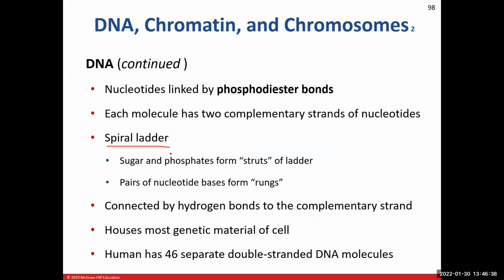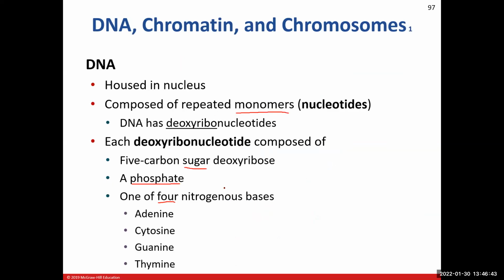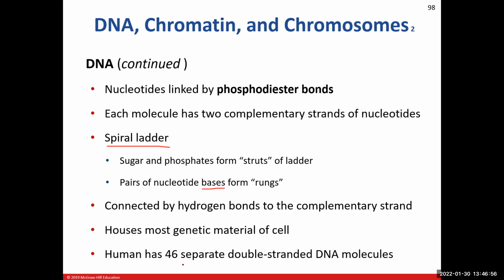And so the rungs of the spiral ladder are going to be the bases that we talked about. What are the bases? One of these four right here. These are the nitrogenous bases. It'll be one of those in the pairing there. And then the backbone, or what we call the struts of the ladder, the up and down part, is going to be the sugar molecule and the phosphate molecule. So what holds one complementary strand to another? Hydrogen bonds.